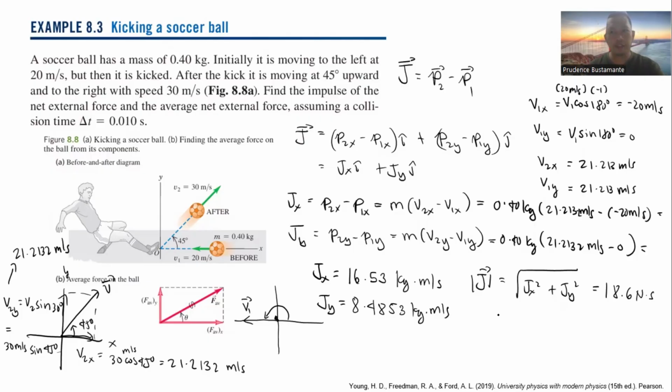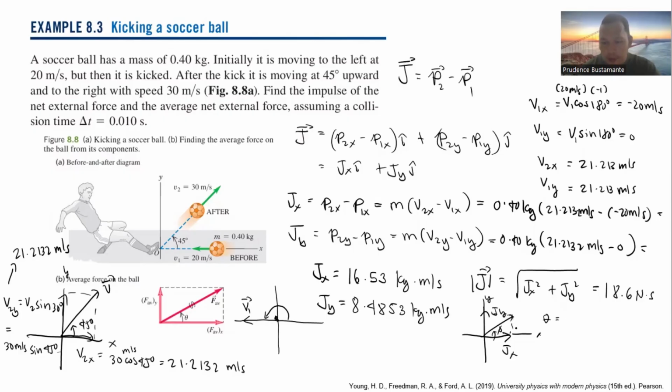We can also find the direction theta here, but I guess we're not going to include this one because it's the same direction as the force. Let's include it. So if we graph this, Jx is positive and Jy is also positive, meaning the vector lies in the first quadrant.